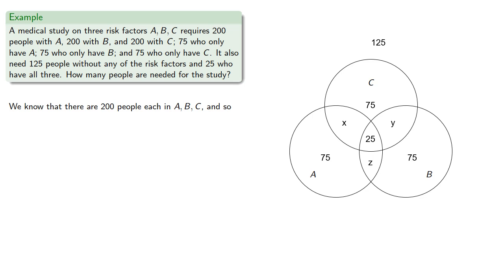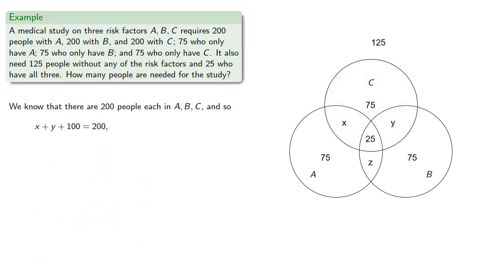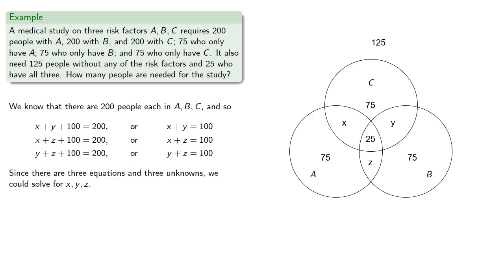So we know that there are 200 people each in A, B, and C. So in C, we have X plus Y plus 100, and that must be 200. In A, we have X plus Z plus 100, and that's also 200. And in B, we have Y plus Z plus 100, and that's also 200. And we can simplify these equations a little bit. And since there are 3 equations and 3 unknowns, we could solve for X, Y, and Z.